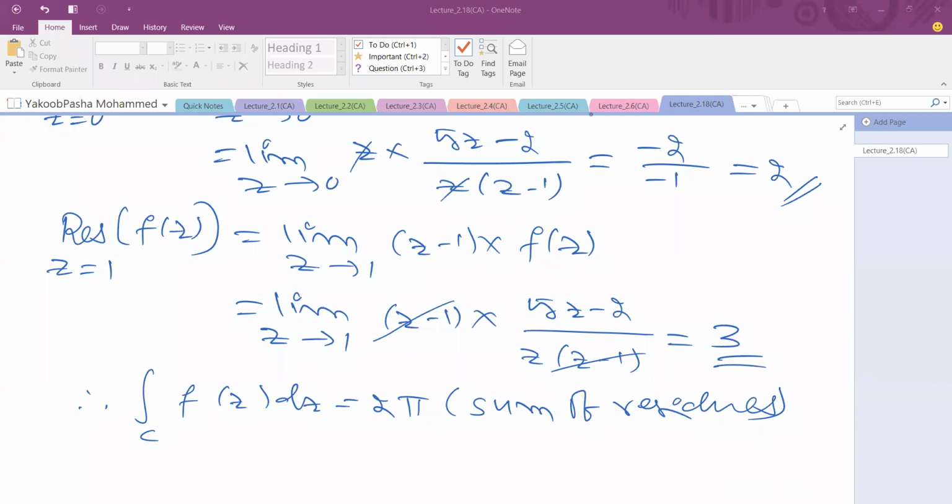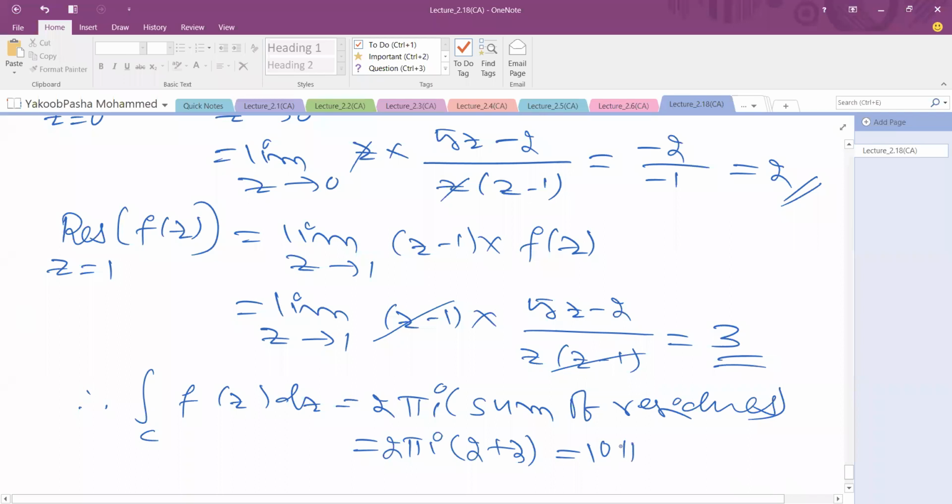2 pi I into the sum of residues. That is 2 pi I, 2 plus 3 is 5. It is 10 pi. This is the integral value of the given function. Okay. Now I am taking another problem.